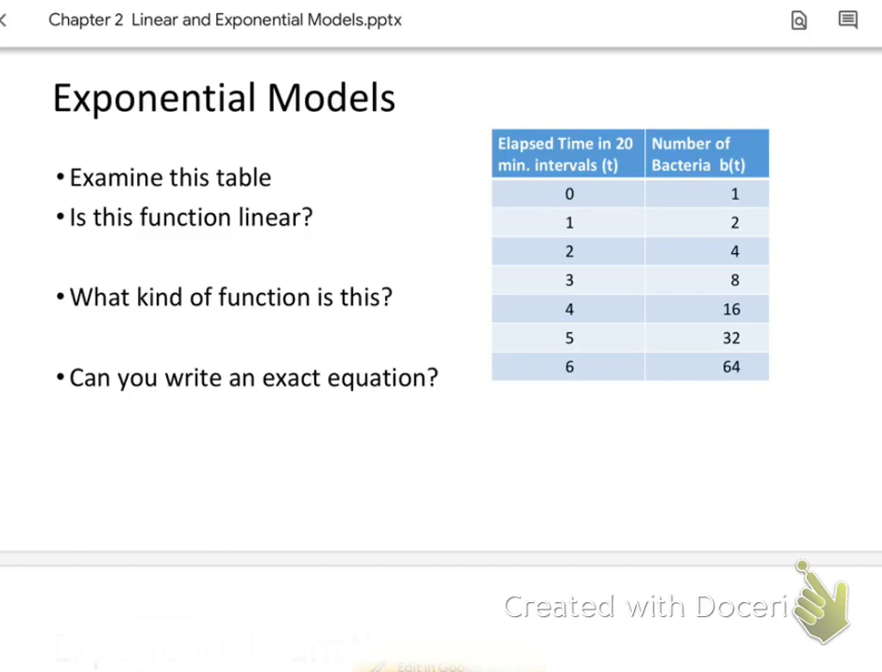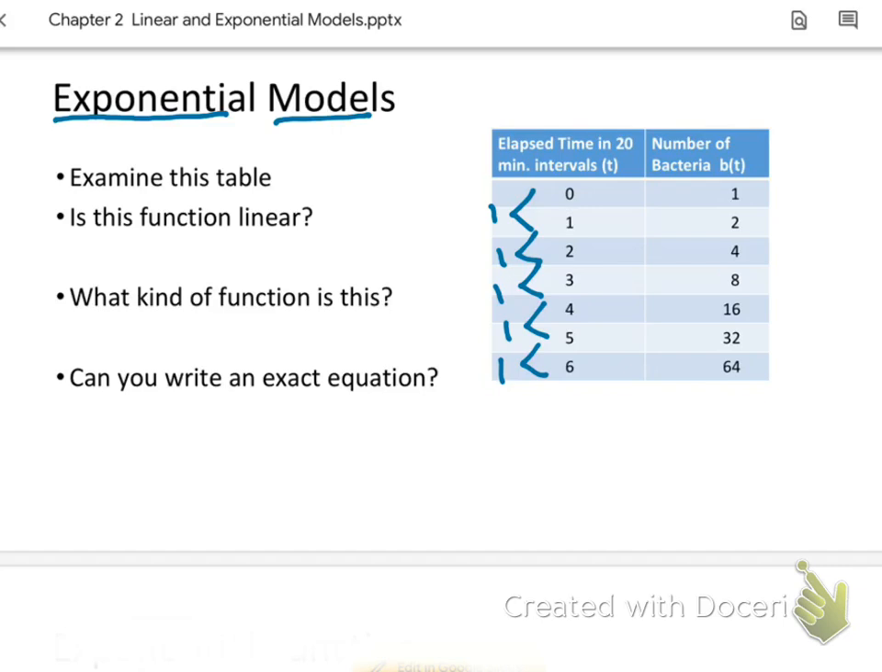Okay, so we're now moving into exponential models. So I have a table, just like I had a table before that we filled in for the linear model, but look at this table. So examine this table. Is this function linear? So for it to be linear, the change in each of these variables has to be constant. Okay, so let's look. This change is 1. That's 1. That's 1. That's 1. That's 1. So on the left, everything changes by 1.